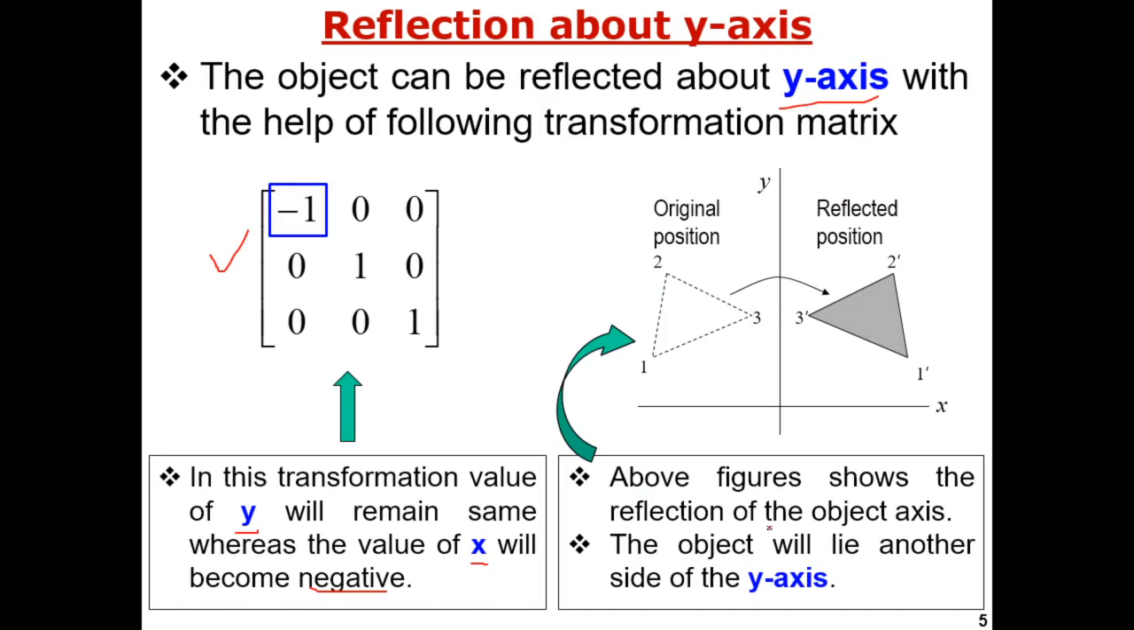The above figure shows the reflection of the object about the axis, meaning whatever object is here will be reflected here, or whatever object is here will be reflected there. So the object will lie on the other side of the axis. We can see that if this is an object, it lies on the other side, or if this is an object, that lies on the other side. So this is the property of reflection about the y-axis.